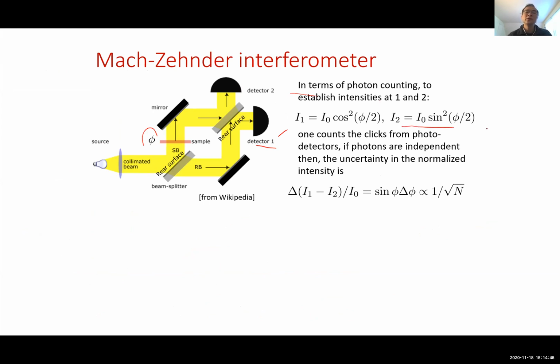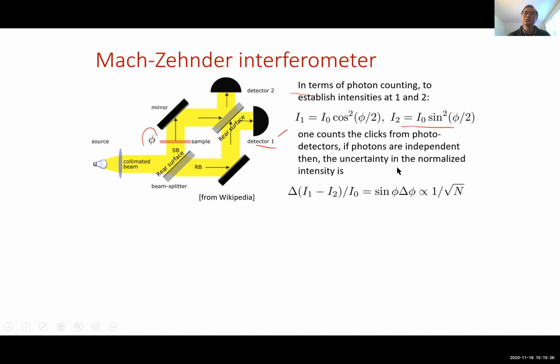Okay, so we can talk about the uncertainty in measuring the phase. Suppose we are detecting photons and we just measure the clicks of the detector, and we assume that the photons are independent. Then we can first look at the uncertainty in the difference of the intensity, so let's say I1 minus I2 divided by the overall intensity I0. This is sine theta, right?